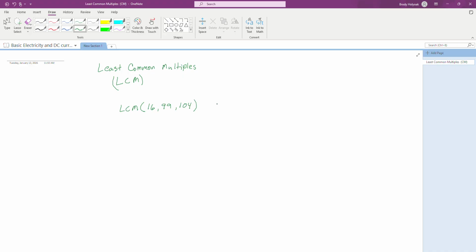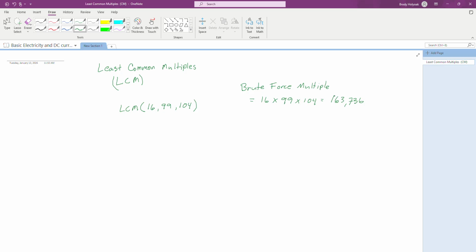And the reason for that is if we take these numbers and just brute force a multiple, we basically just say, I'm going to take 16 times 99 times 104, because that is a multiple of these numbers. So 16 times 99 times 104. That's going to give us a value of 163,736. So a huge number, and it's a very ugly number. It's got 6 digits on there.